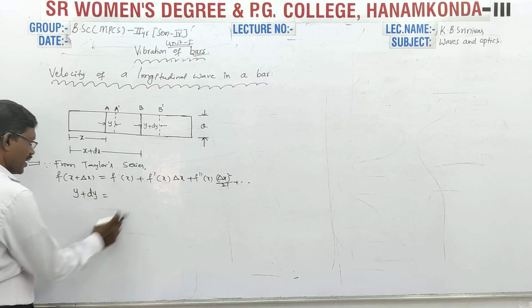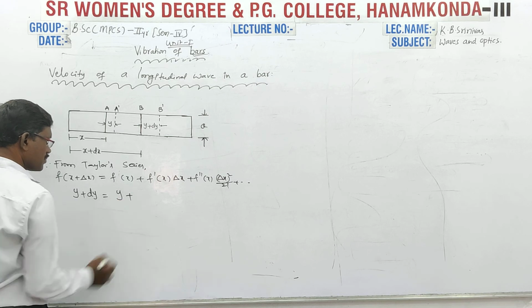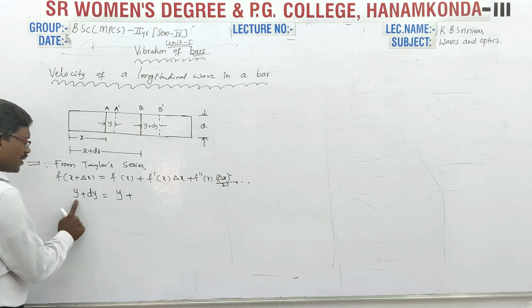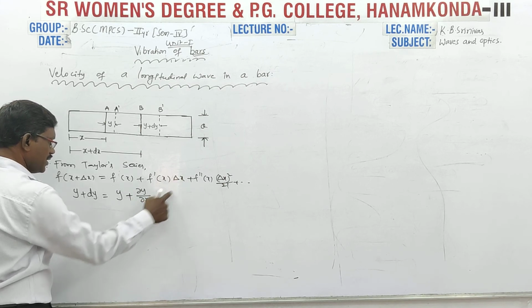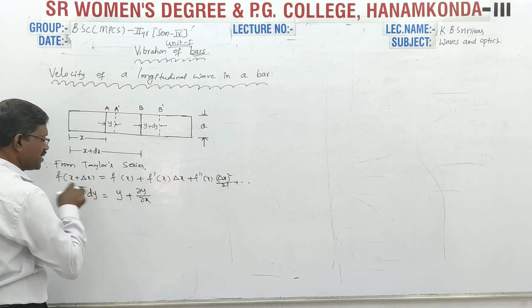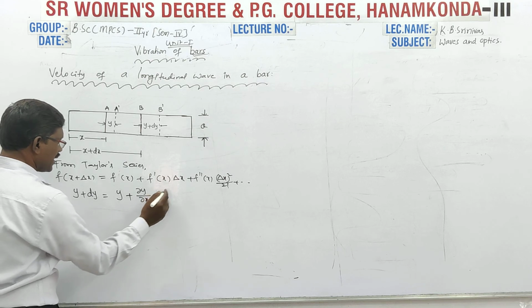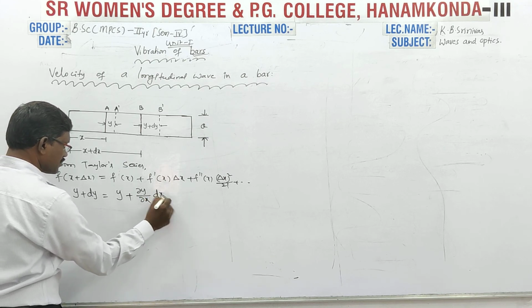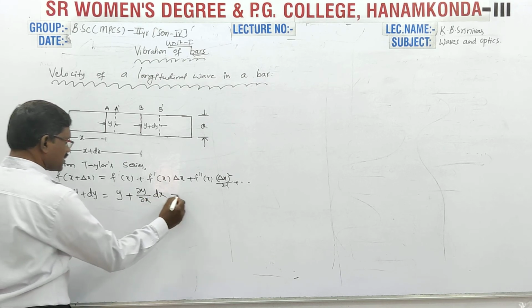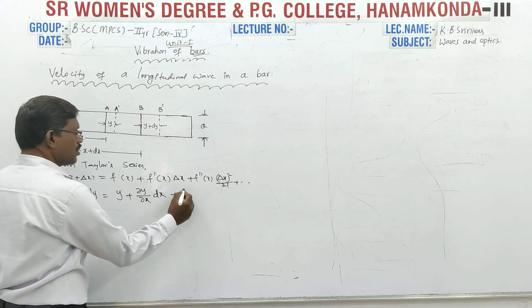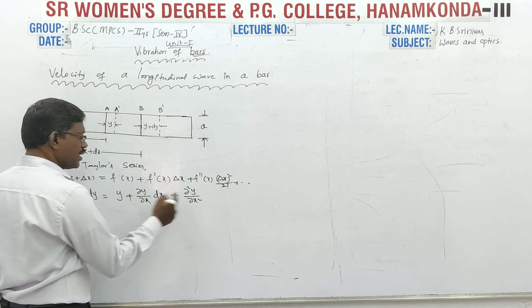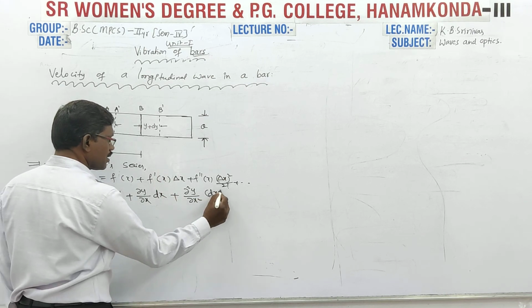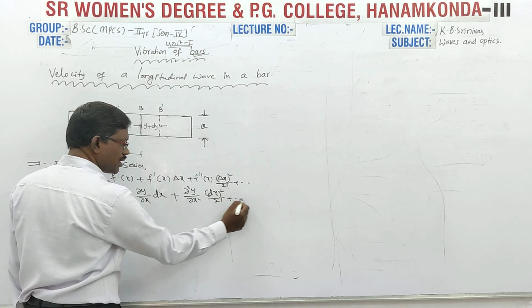So y plus dy can be written as y, and what is the differentiation of y along x direction? Dou y by dou x into dx. This wave is traveling along x direction, into dx, plus dou square y by dou x square dx whole square by 2 factorial plus and so on.